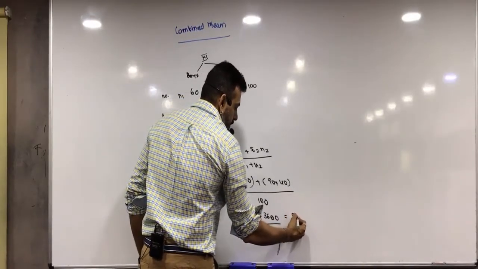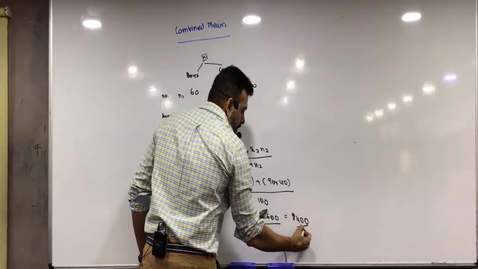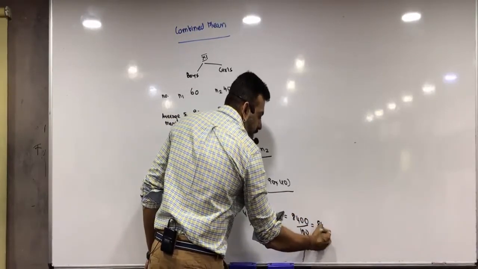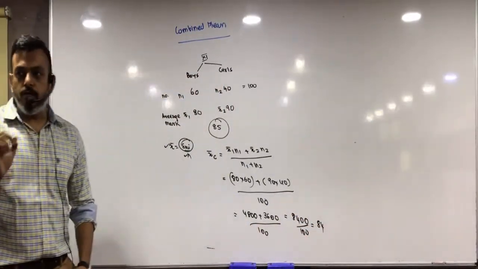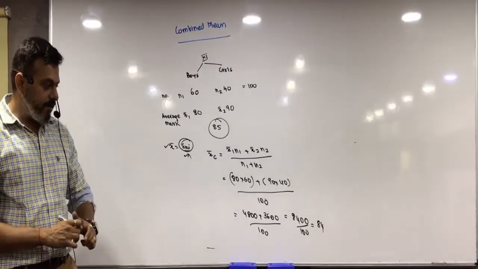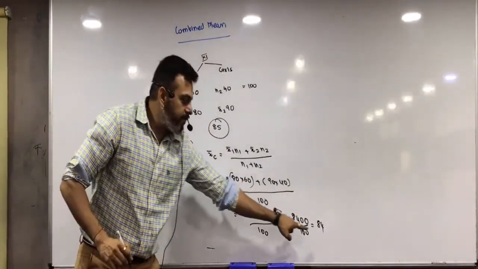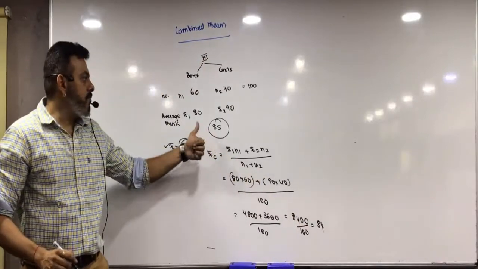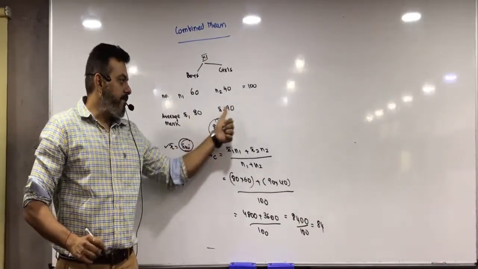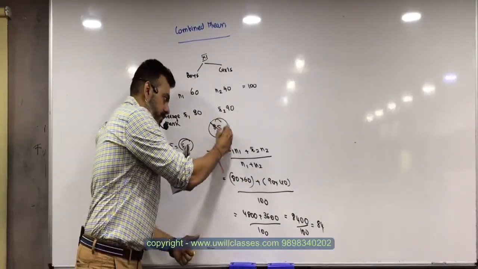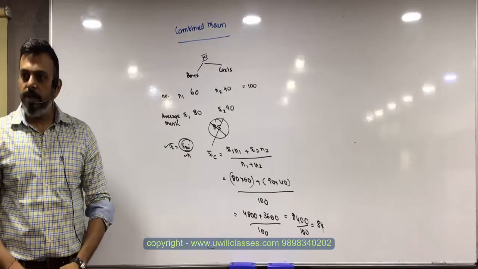How much? 8400 divided by 100 is equal to 84. So the total average, the average of the 11th standard, is 84. We cannot do 80 plus 90 divided by 2. This is wrong. Pata chala?